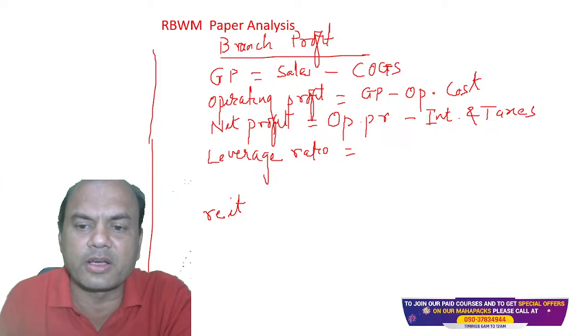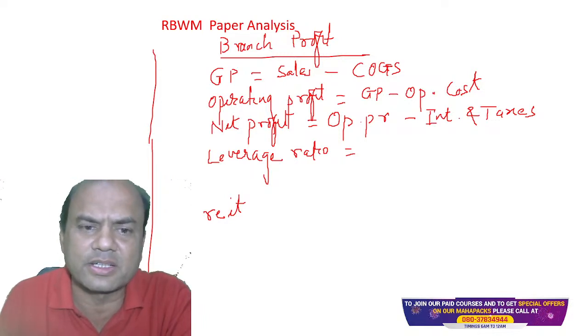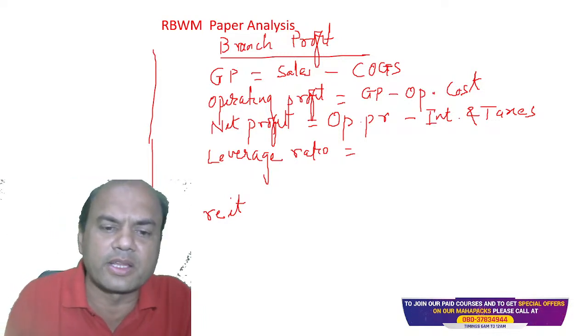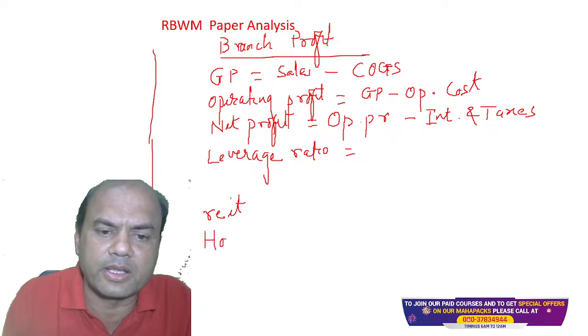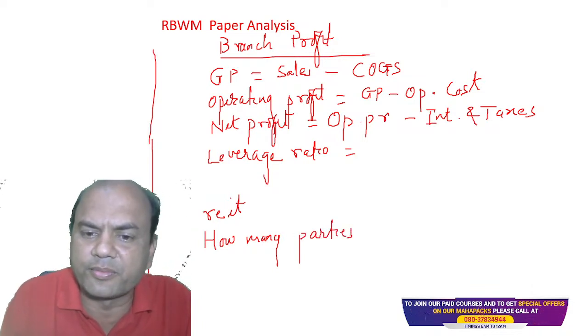How were the marks? How many parties to NEFT? So simple question, isn't it? How many parties are there to NEFT?